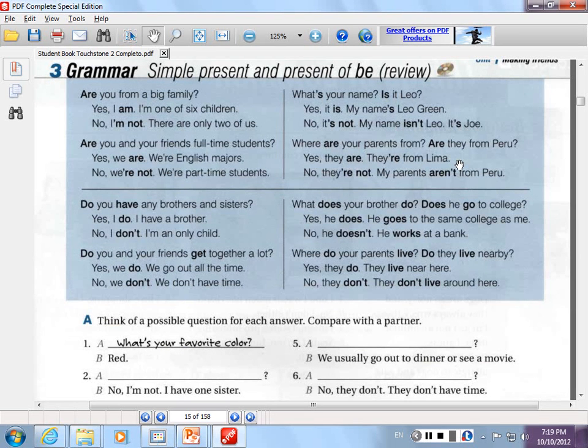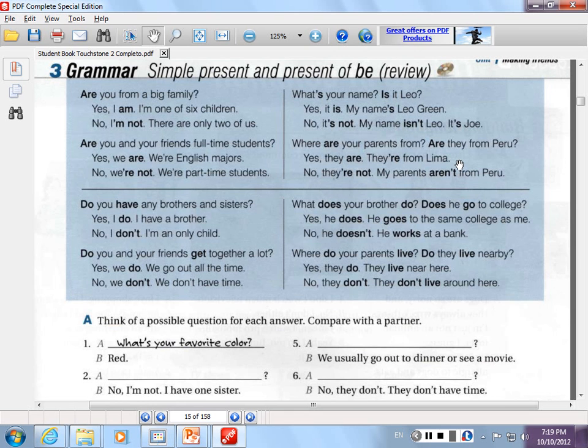Okay, the next part, using WH questions with do and does. What does your brother do? Does he go to college? If you remember, we used what do you do to ask about do you work or do you study? So what does your brother do? Does he have a job or does he study? So does he go to college?